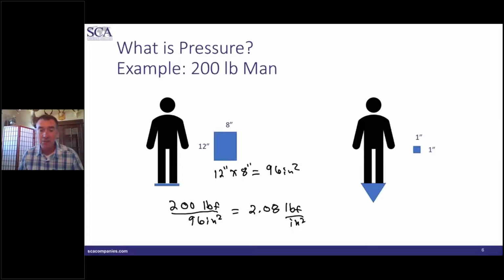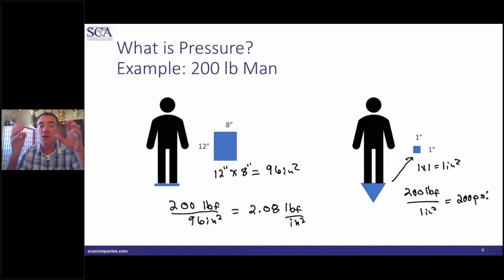But if I have that same guy and he's standing on something that looks like this triangle I have here, and all of that weight is then centered on 1 inch squared, let's say he's got really good balance. And if this is 1 inch by 1 inch, I go 1 times 1, that equals 1 inch squared. It's pretty obvious. And if I have 200 pounds force per 1 inch squared, I end up with 200 PSI. So the same amount of weight acting on a smaller surface area gives me a much higher pressure, and the same amount of weight acting over a bigger surface area gives me a lower pressure.